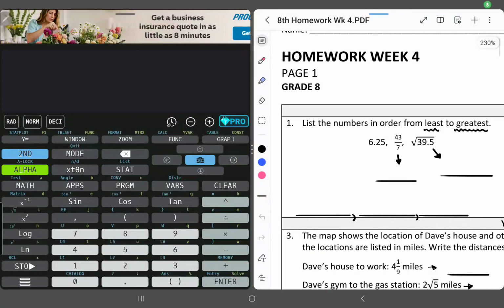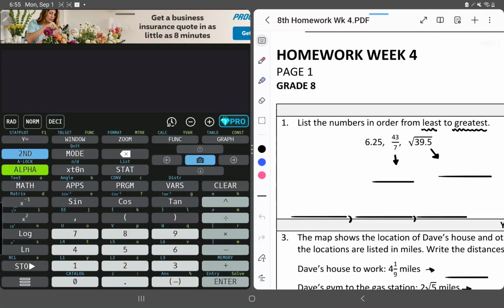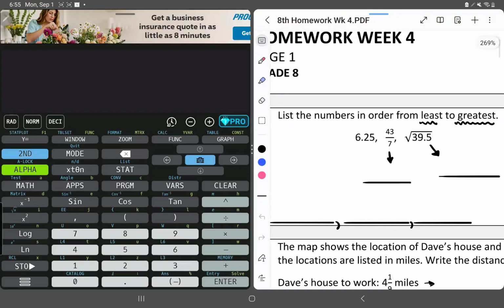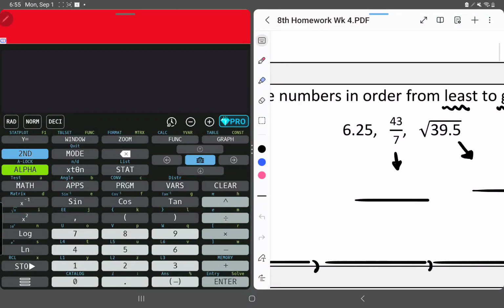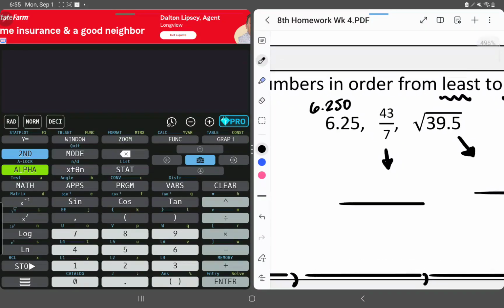Is to list the numbers in order from least to greatest. So that means from smallest to biggest. So what we need to do is turn all of these into decimals. So we first have 6.25, which is going to just stay 6.25. You can add an extra 0 onto the end of it if you want, which makes that 6.250 like that.